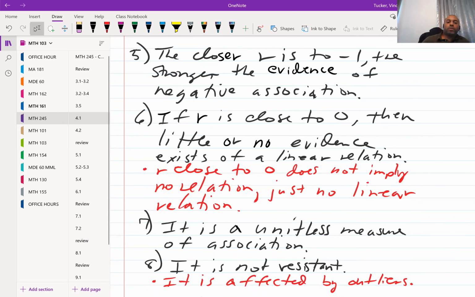All right. So 7, it is a unitless measure of association. And then it is not resistant. And when we talked about that, if it's resistant, that means it's not affected by outliers. So this means that it is going to be affected by outliers.